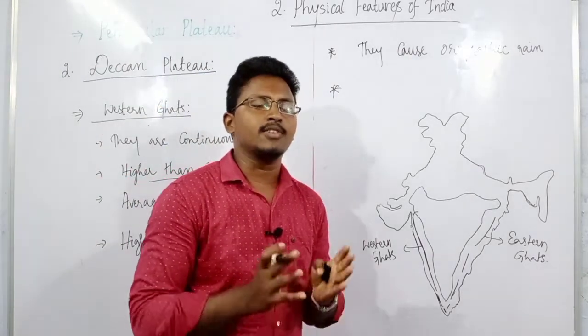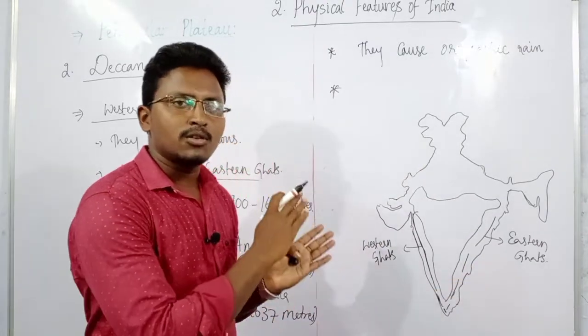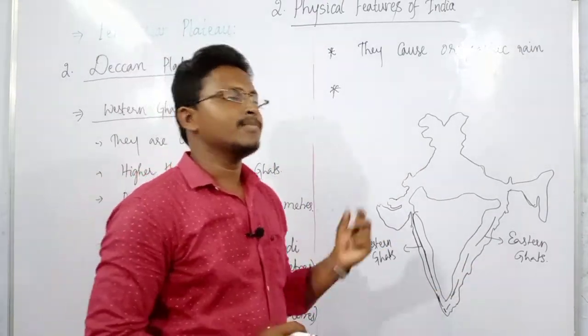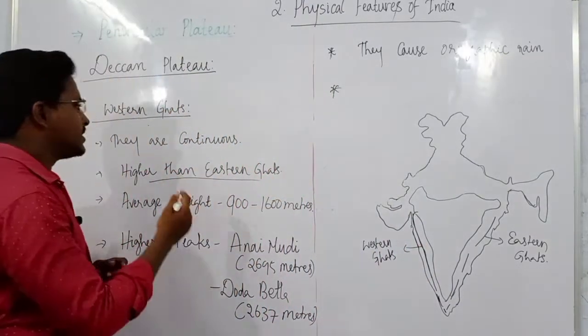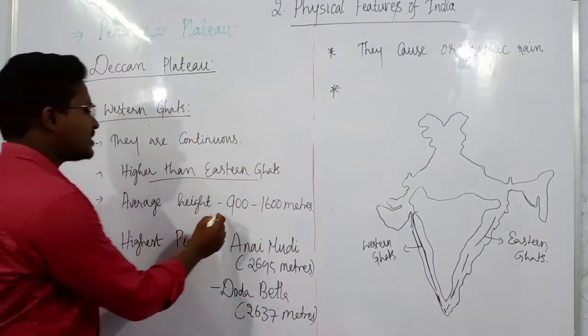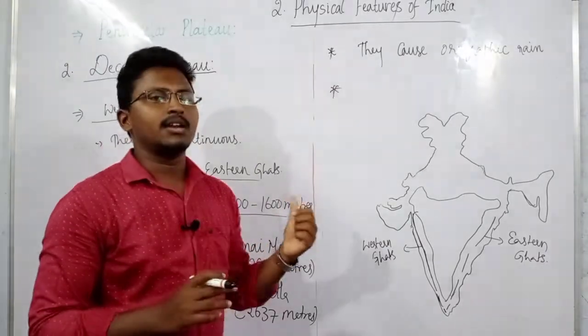Comparing the heights of the Western and Eastern Ghats, as I just mentioned, the slope is towards the eastern side. Therefore you can say that the Western Ghats are somewhat higher than the Eastern Ghats. And the average height of the Western Ghats is around 900 to 1600 meters.